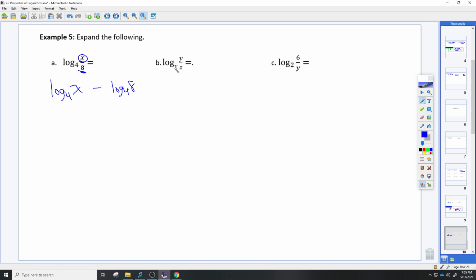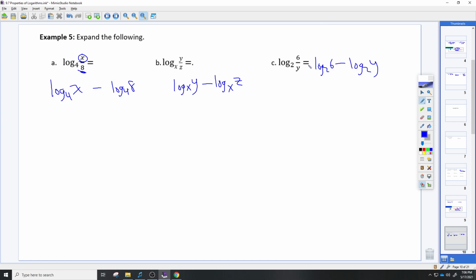B, log base x. That's okay. We can separate that. So we'd have log base x, top number is y, minus log base x, bottom number, z. And the last one, we have log base 2 of top number 6 minus log base 2, bottom letter here is y.